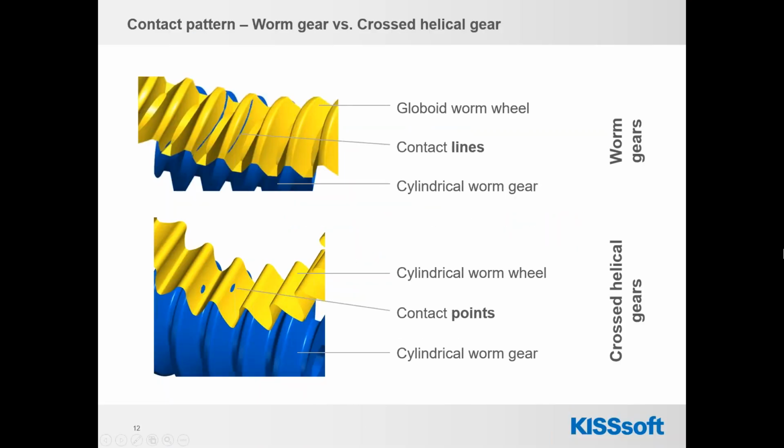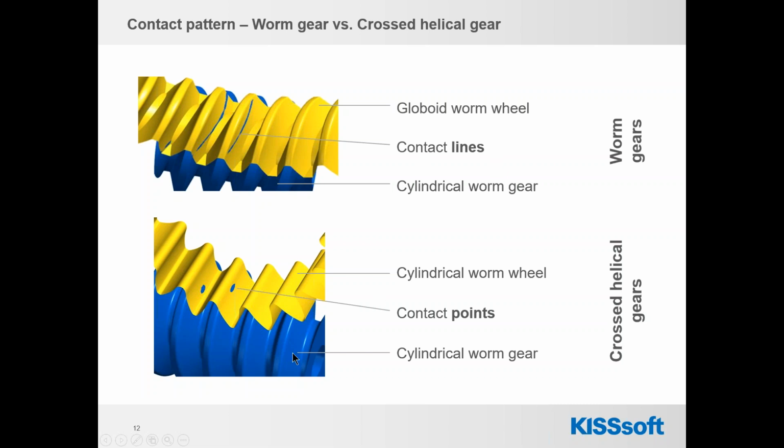First 2 slides of theory, and then we go to the software itself. Here we have a difference on contact pattern between classical worm gears and crossed helical worm gears. On the top you see the worm gears, where we have a cylindrical worm gear, and then we have a globoidal, the yellow is globoidal worm wheel, and the contact line in this configuration is line.